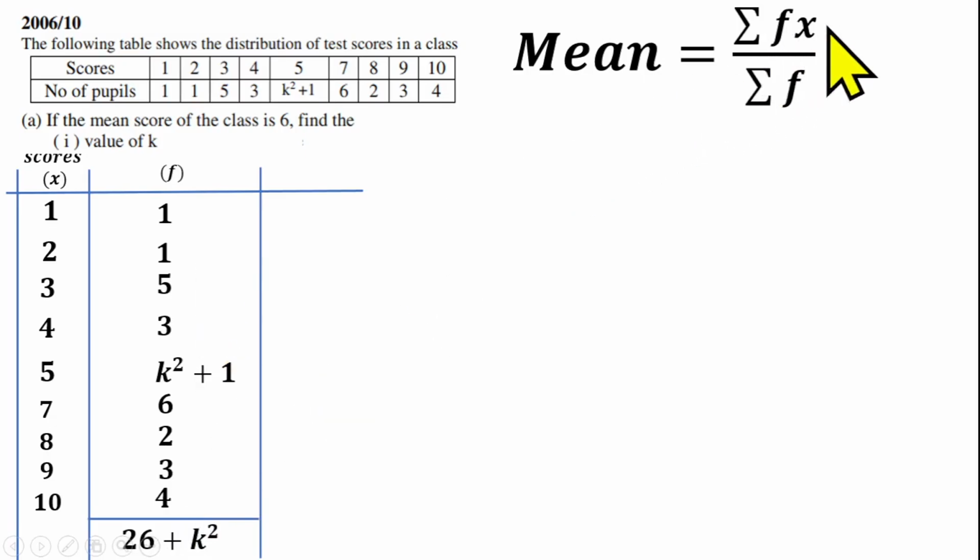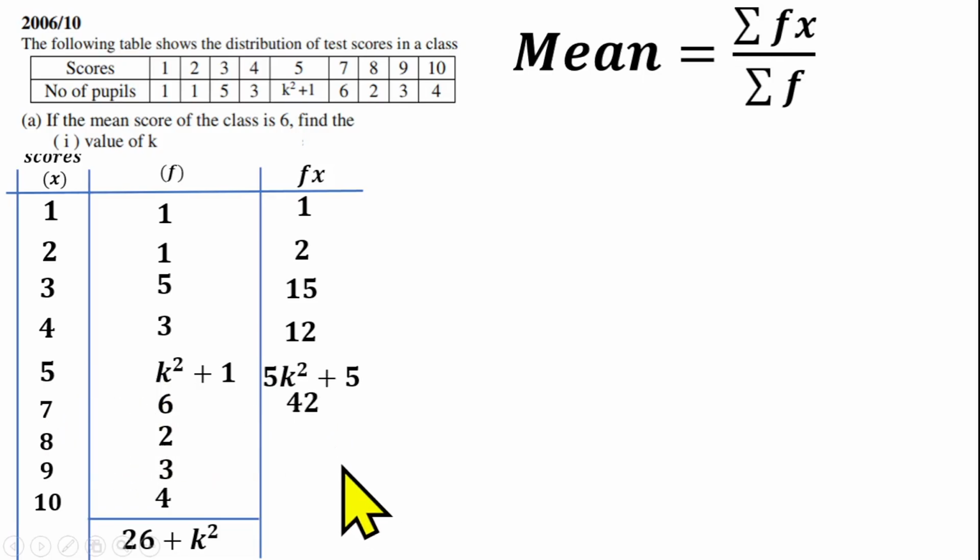Then now we need to compute our fx. So our fx will be 1 times 1, that gives us 1. 2 times 1 is 2. 3 times 5 is 15. 3 times 4 is 12. Then 5 will multiply k squared plus 1. That will give us 5k squared plus 5. Then 7 times 6 will give us 42. 8 times 2 is 16. 9 times 3 is 27. 10 times 4 is 40.